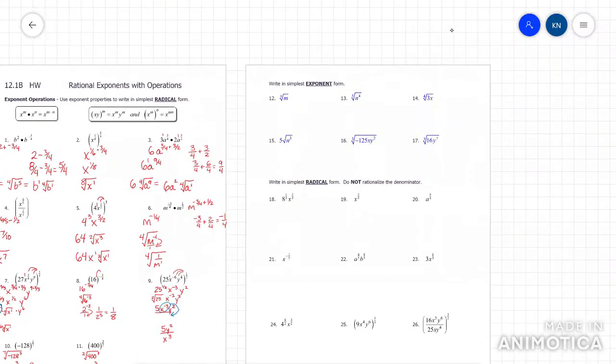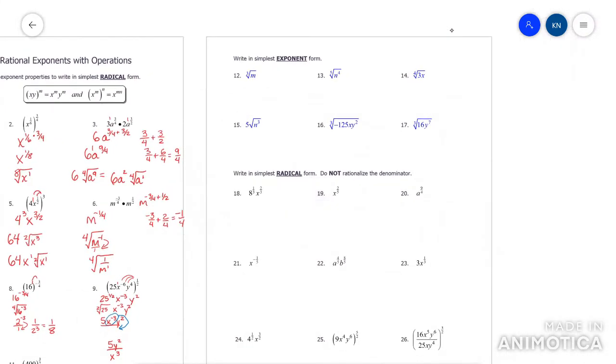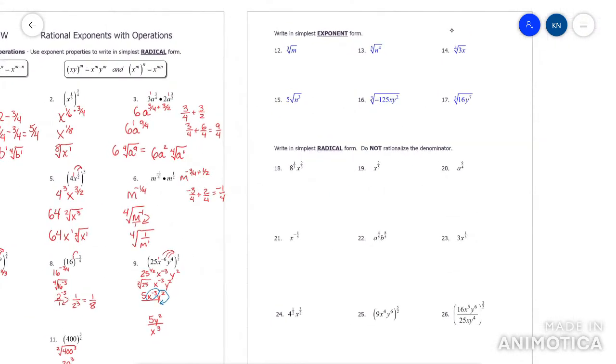All right, now on the second page, it seems to be kind of a review of the last lesson, but let's just go ahead and knock it out. Remember the root number, that 3, is your denominator. So this is like m to the something over 3. Well, the exponent there is a 1, so it's m to the 1/3. The next one would just be n to the 4/5. The next one would be 3x to the 1/4.